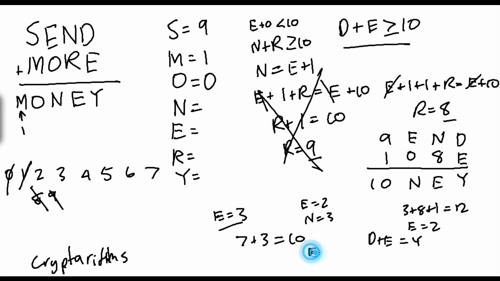So what if E is 4? Well, now D can be either 9, 8, 7, or 6. So let's try 7 again. If E is 4 and D is 7, well, 4 plus 7 equals 11. And Y can't be 1 either, because 1's already taken as well. Well, what if D is 6? That's the same thing. 4 plus 6 is 10, and Y would equal 0. So E can't be 4 either.